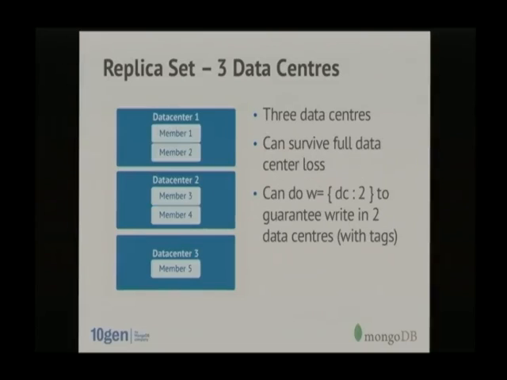And this example here is with 3 data centers. So basically, you can survive a full data center loss in this scenario. Each of the data centers has enough nodes to be able to maintain a quorum, as long as any 2 data centers are up. And you can add a write concern here. So you can set the write concern to 2 data centers to guarantee that data has been written to at least 2 data centers.